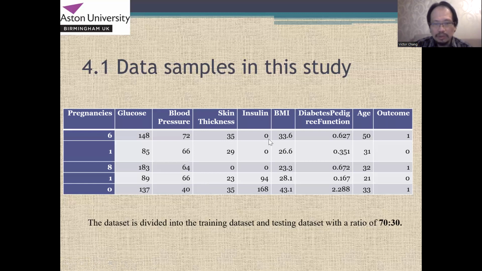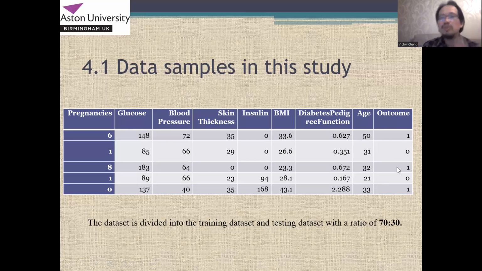And insulin level, of course, people with insulin are usually type 1 diabetics, but some people also have a high level of insulin. BMI is also important, because BMI is just a very general index measuring your body mass index. It is usually the form of your weight versus your height, with some simple calculation. Diabetes pedigree function means it's a kind of measurement to determine how likely you are to get diabetes. Then, of course, age and outcome.